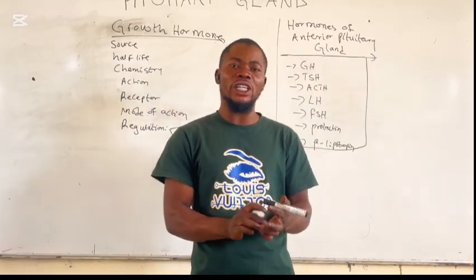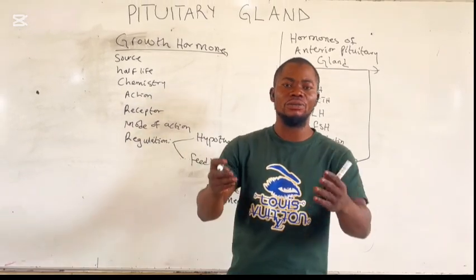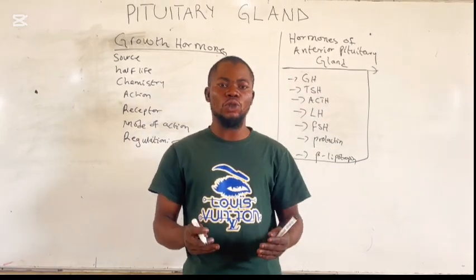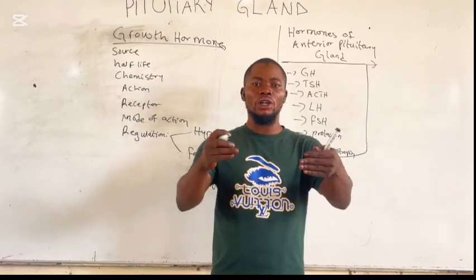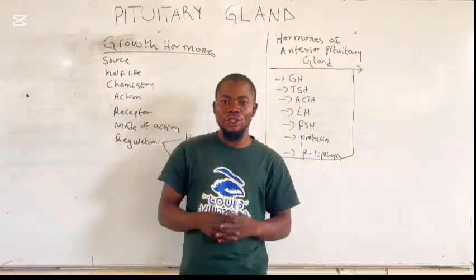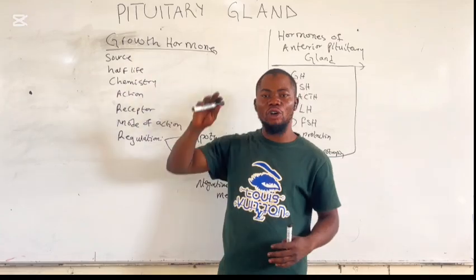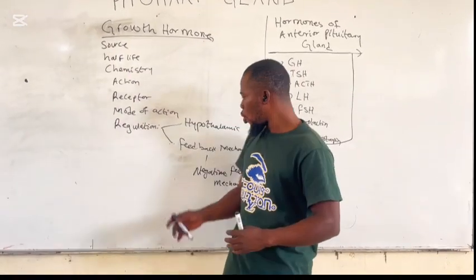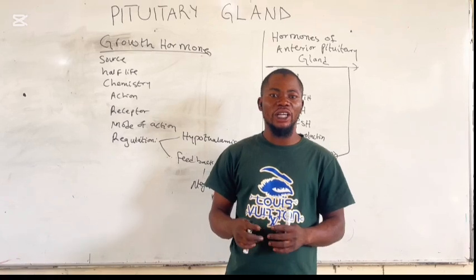Also, growth hormone on its own can inhibit its own secretion by acting directly on the somatotropes. That form of feedback mechanism is called the short loop mechanism. So these are the regulations of growth hormone, either by hypothalamic control through the release of the three factors, or by feedback mechanism or short loop feedback mechanism.